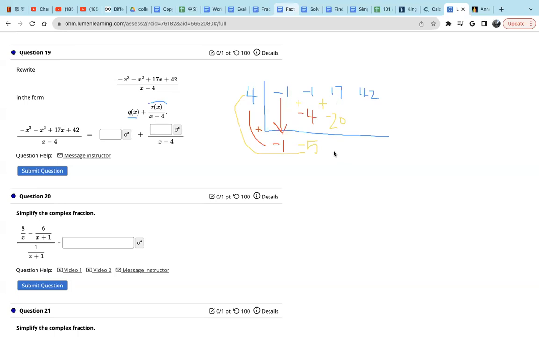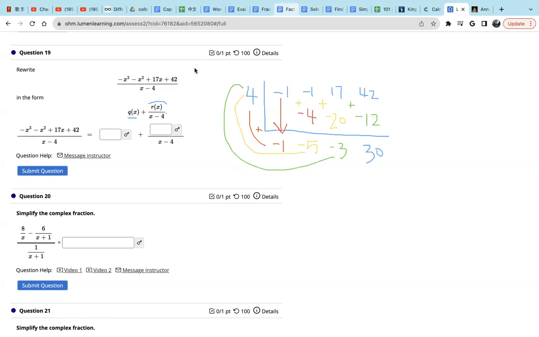Negative 20 plus 17, negative 3. I multiply negative 3 with 4 again. I get negative 12. I add those two. I get 30.